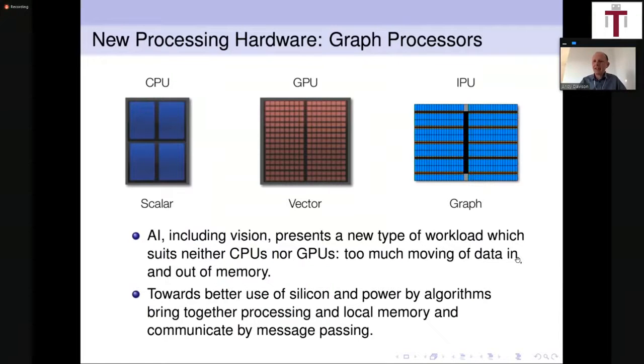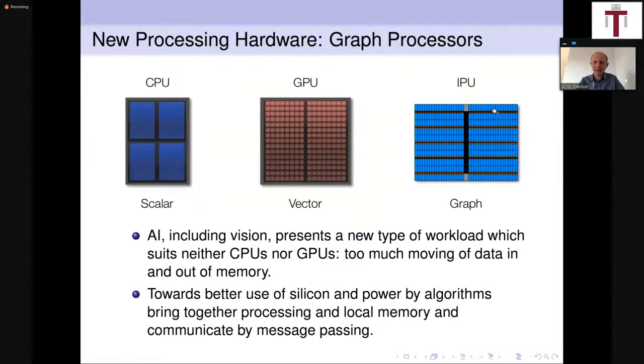So a graph processor is a new idea, and there are many related ideas here, but I'm going to focus on a company in the UK called GraphCore that has a product called the IPU, or Intelligence Processing Unit, a new processing chip designed to particularly enable what they think are the important workloads in AI. A graph processor is a massively parallel chip.